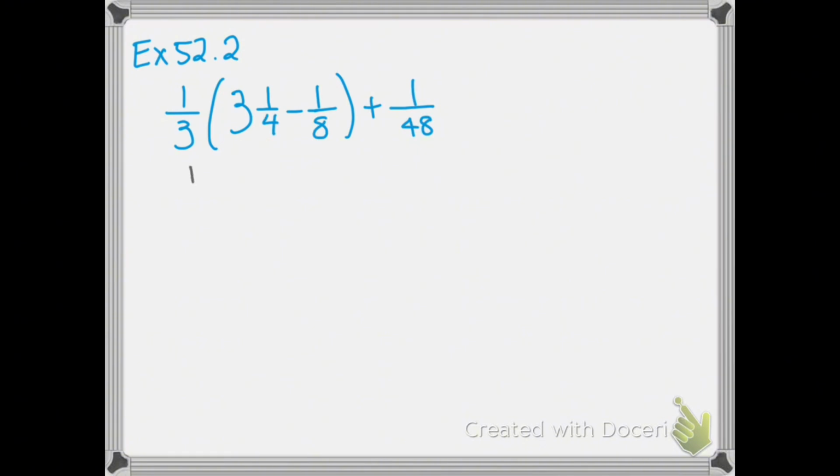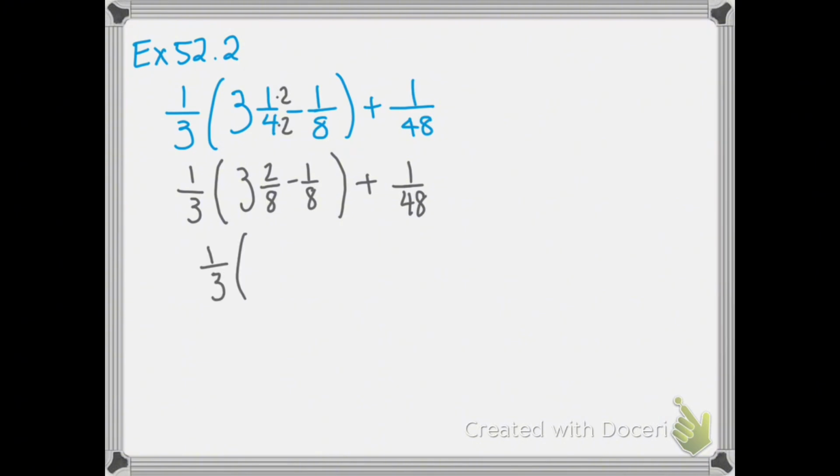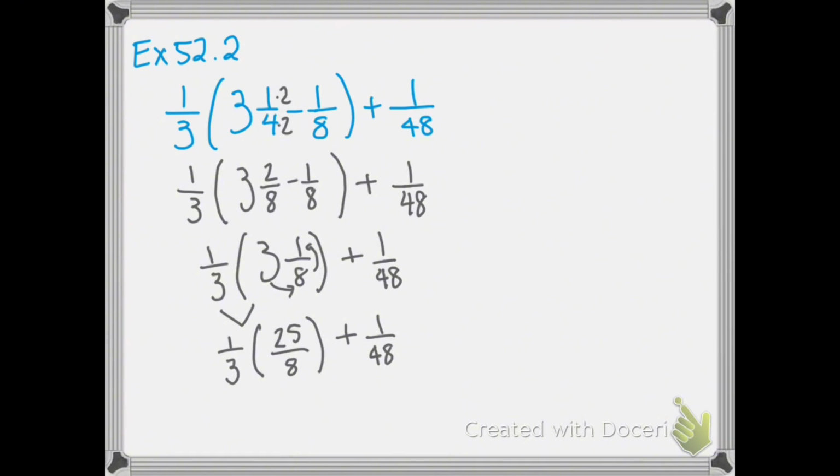In this one, we have to do the parentheses first. So we need common denominator because it's a subtraction. So it's 3 and 2/8 minus 1/8 plus 1/48. We simplify this, and that is 3 and 1/8. But then since we have to multiply, we have to pass that to improper fraction. Remember, multiply and then add. When I multiply, that is 25 over 24.